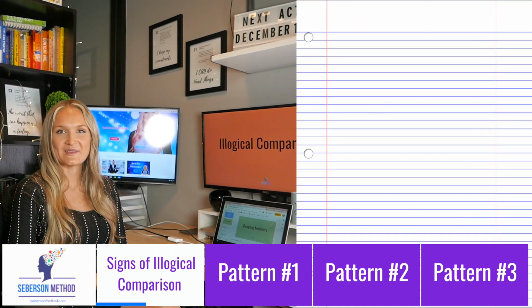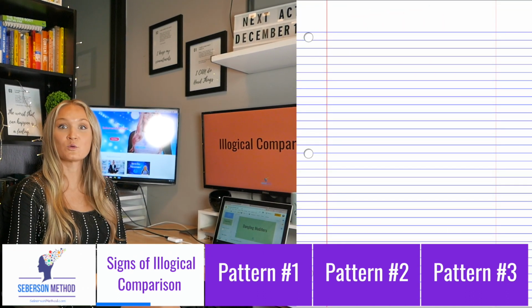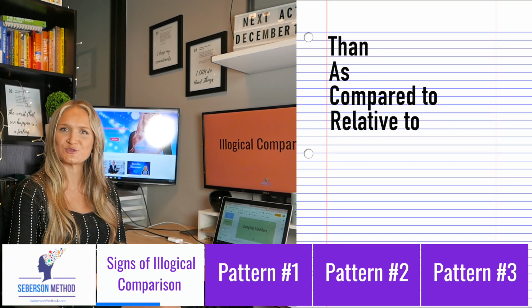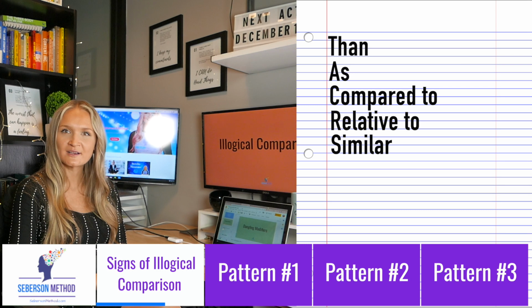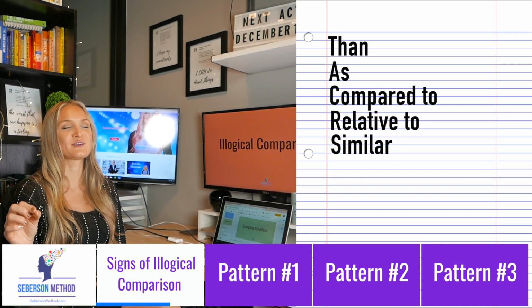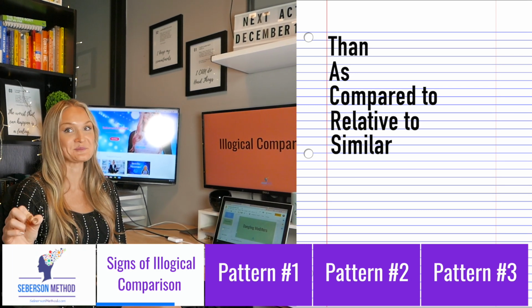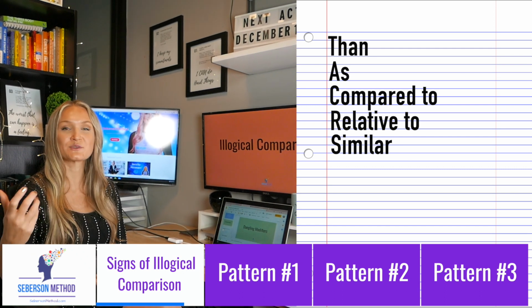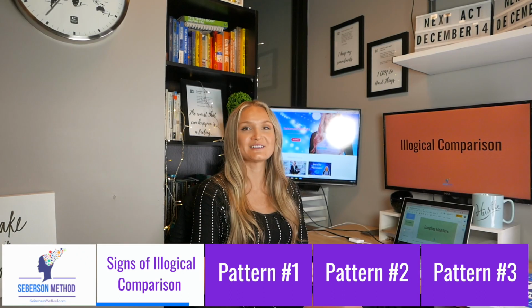Here's what it looks like. You are going to see a word like then, as, compared to, or relative to, similar, which will tip you off to think that what you're looking at is comparison. And there's going to be three different ways you're going to be approaching it or trying to solve it. So let's take a look at way number one.